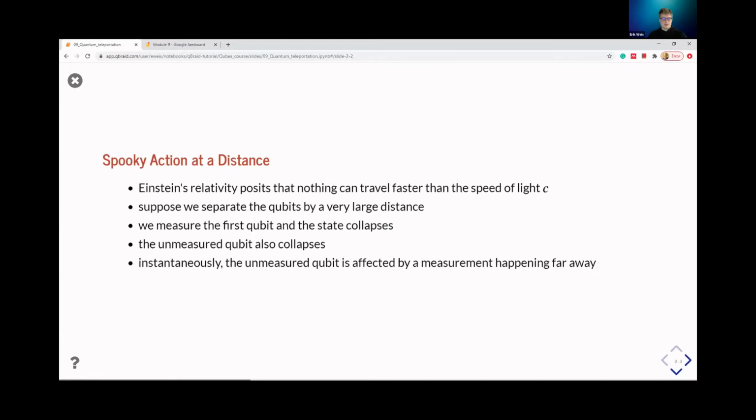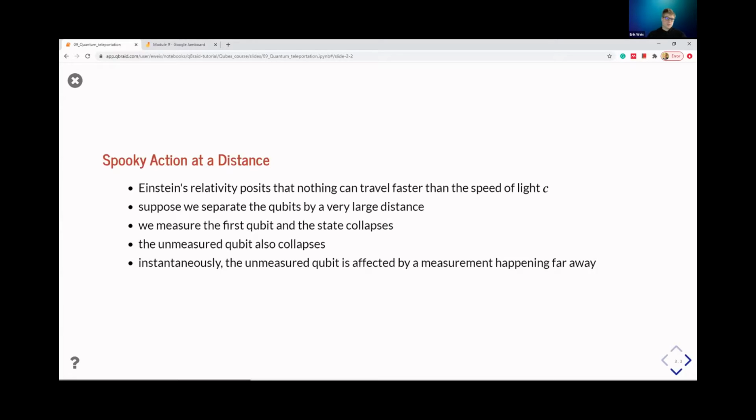So this was Einstein's way, this spooky action at a distance, this was Einstein's way of saying, this is impossible. There's absolutely no way this could be true, because if it were true, then you would have this interaction happening between the two entangled qubits at a speed far faster than the speed of light, and that's impossible.